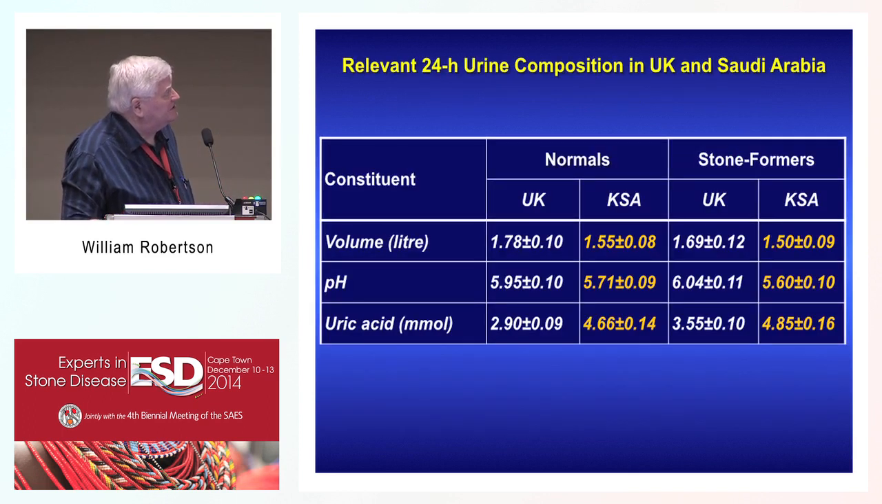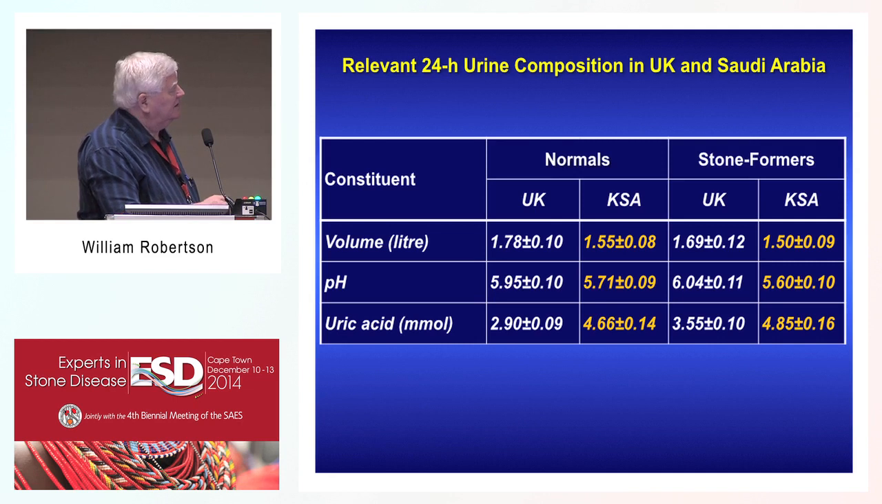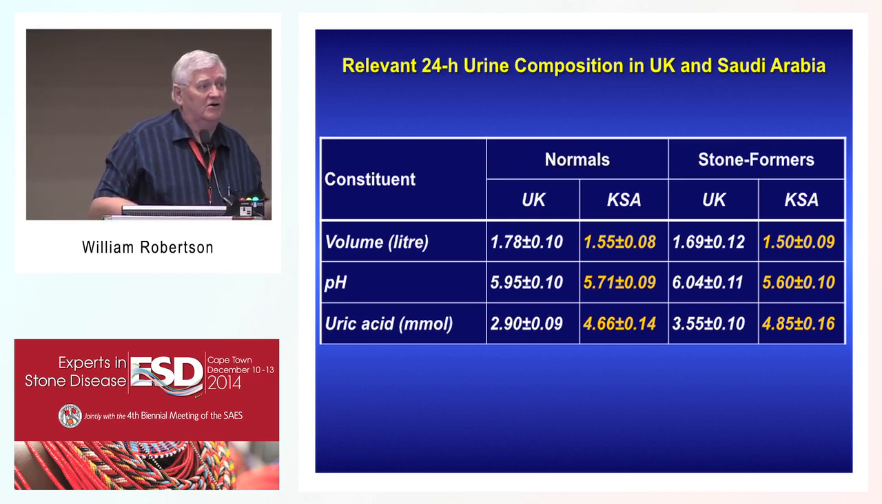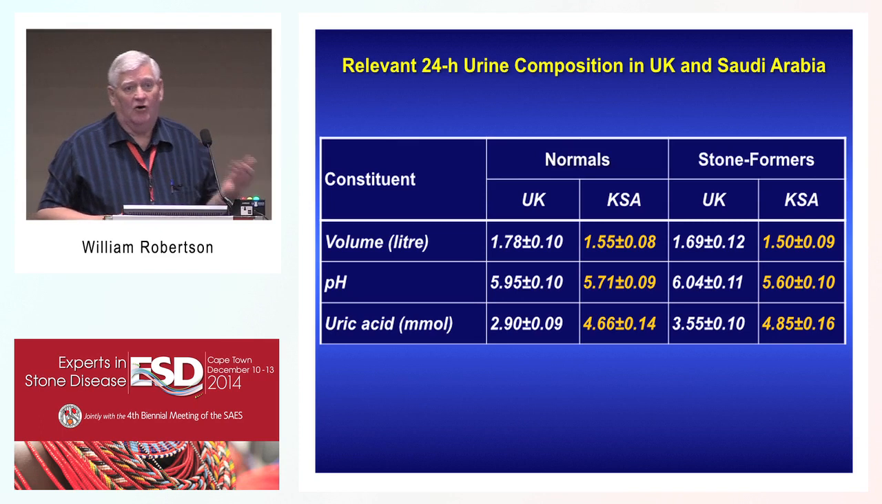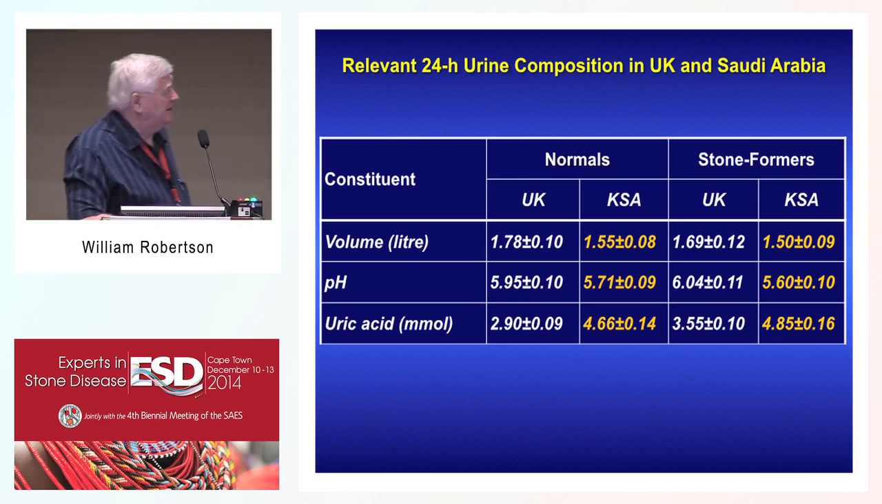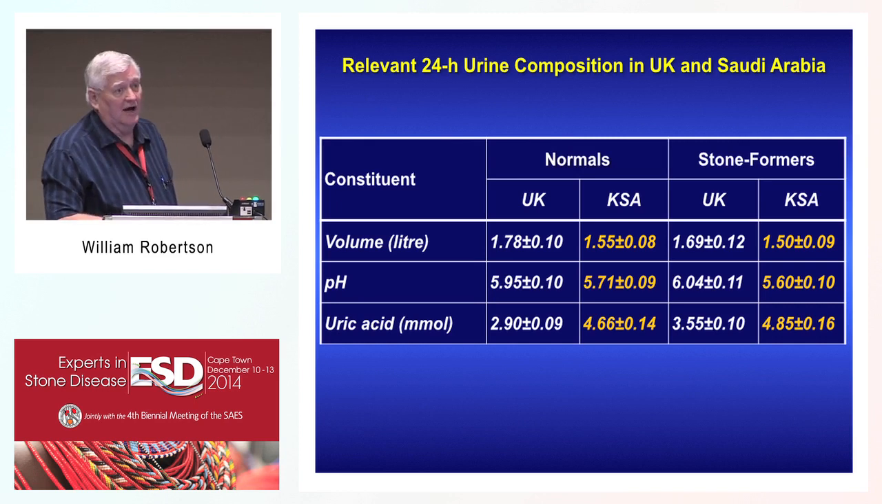And this is what happened to urine composition when you compare stone formers and normals in the UK and in Saudi Arabia. You can see that the urine volumes, first of all, were a little bit lower in Saudi Arabia because of the very hot, dry climate in Riyadh. The urines were much more acidic than the urines in the UK and in the comparable groups, and the uric acid excretions were much higher.